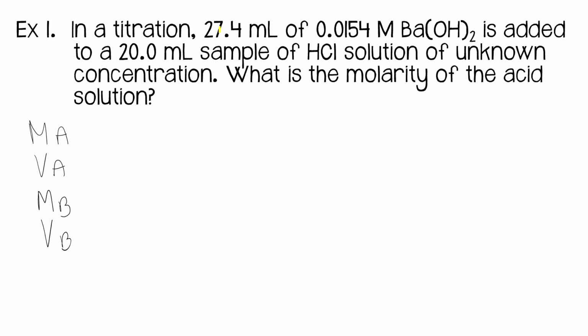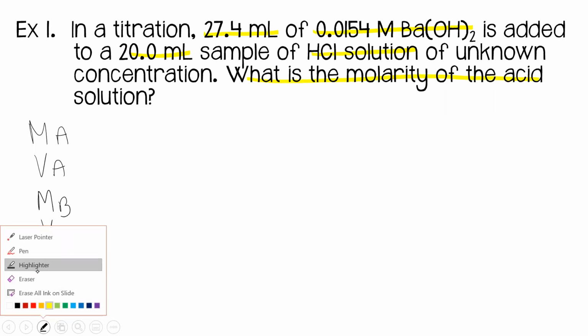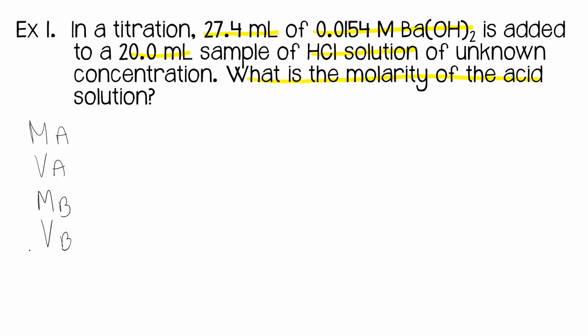So in a titration, 27.4 milliliters of a 0.0145 molarity base, sodium hydroxide, the base, is added to a 20 milliliter sample of HCl, which is an acid, hydrochloric acid. What's the molarity of the acid solution? So I think it's helpful to highlight and actually make a list, but you don't have to. So I am solving for MA in this case.